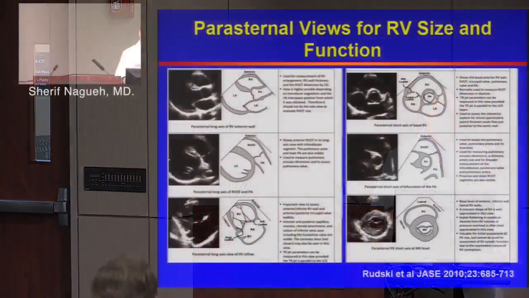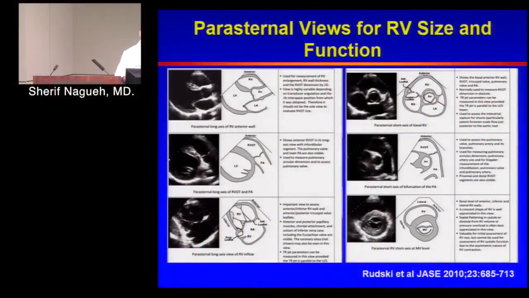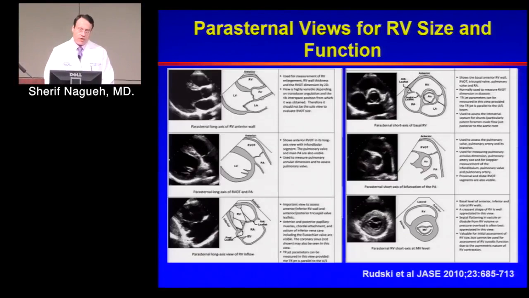So we're talking RV function and PA pressures today. Obviously, the report should include something about the RV based on images acquired for the RV. A report that lacks info about the RV is considered a deficient report. Of course, we understand if there are technical challenges, but absent these challenges, one should strive to make comments about RV size and function. So how do we assess the RV size?